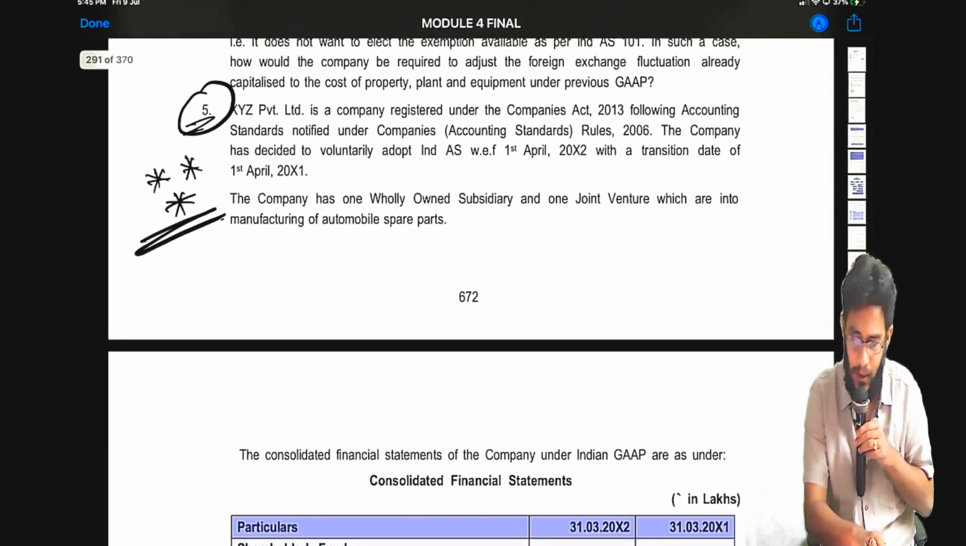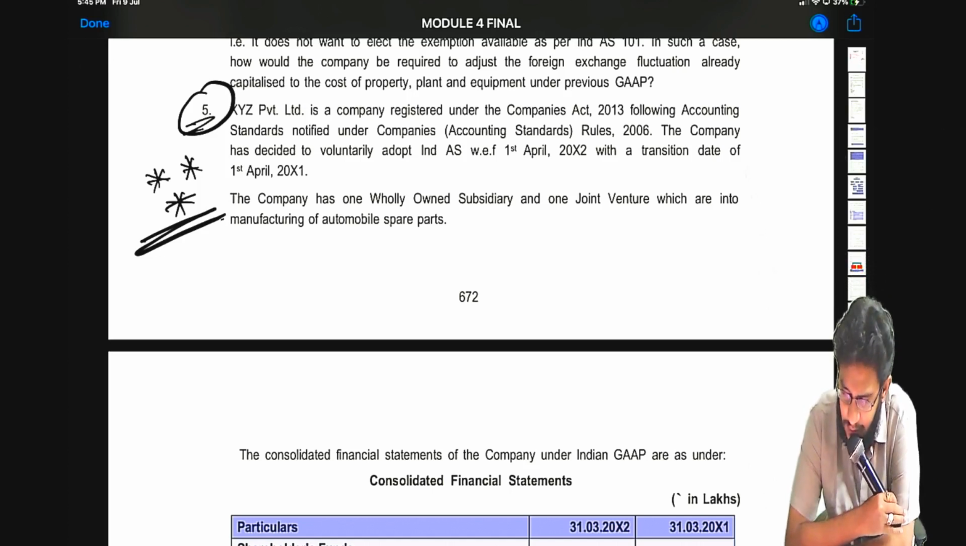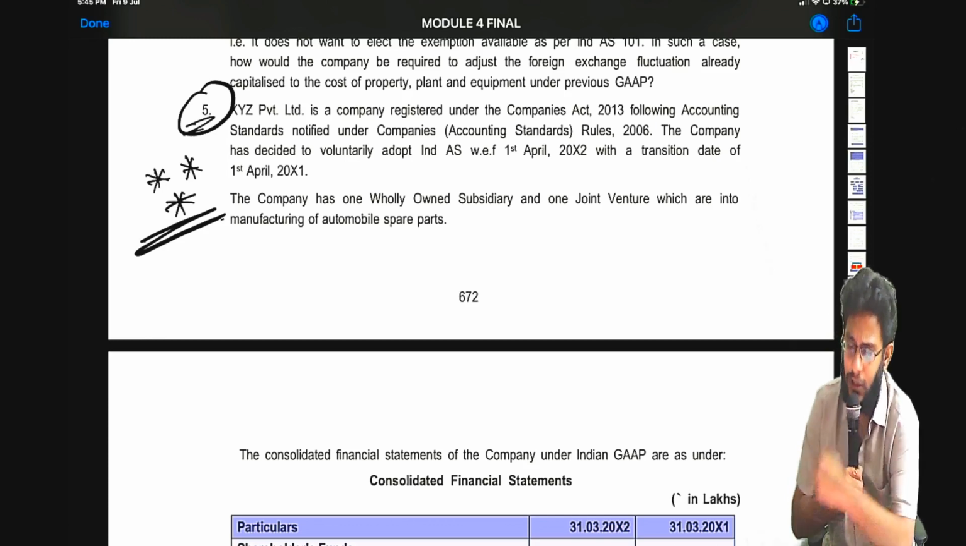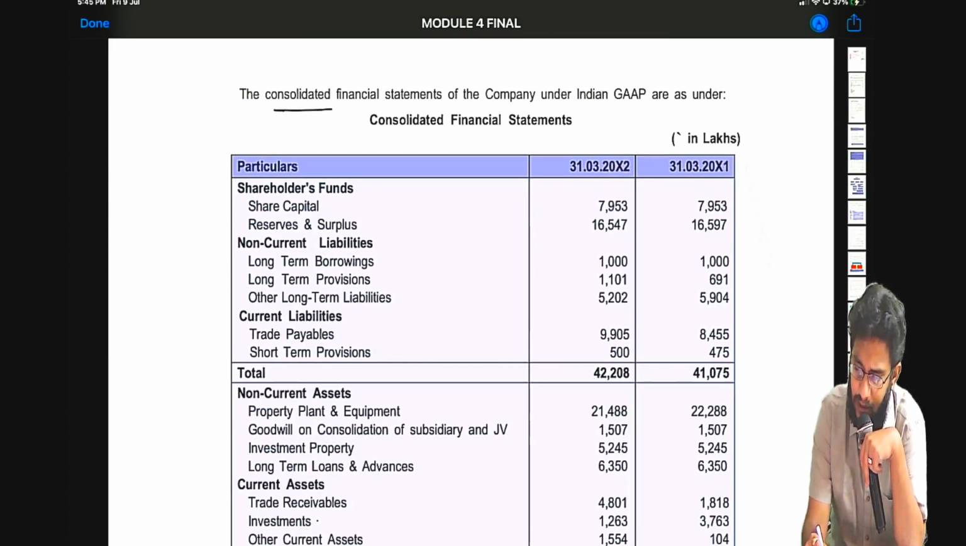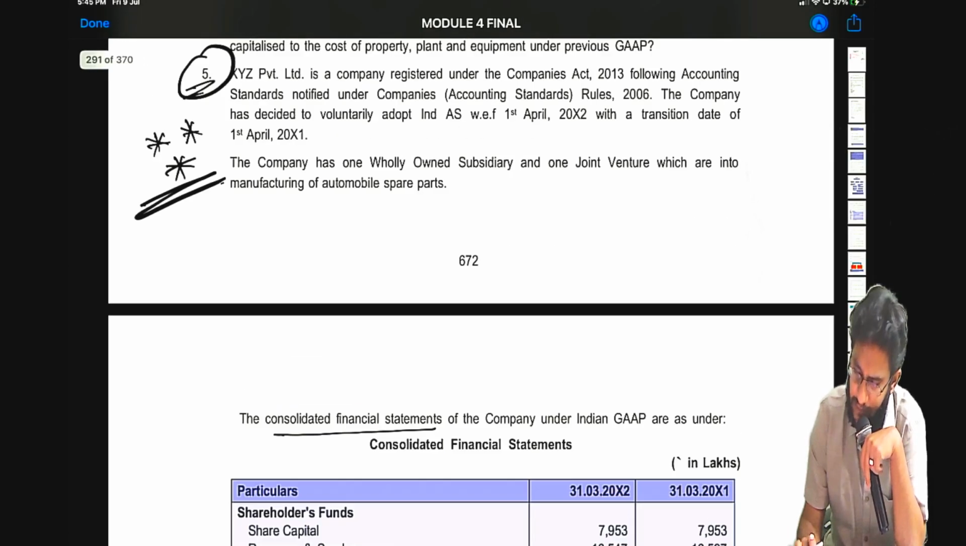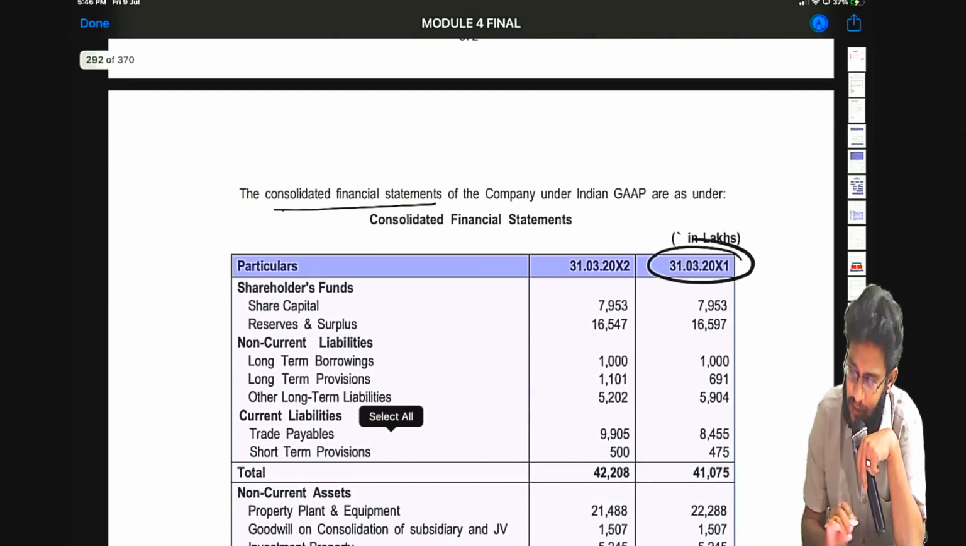Okay, please read. XYZ Private Limited is a company registered under the Companies Act, following accounting standards under the Companies (Accounting Standards) Rules 2006 and old days. The company has decided to voluntarily adopt Ind AS with effect from 1st April 2002, with a transition date of 1st April 2001. The company has one wholly owned subsidiary and one joint venture which are into manufacture of automobile spare parts. The consolidated financial statements of the company under Indian GAAP are as under, as at 31st March 2000, transition date 1st April 2001.